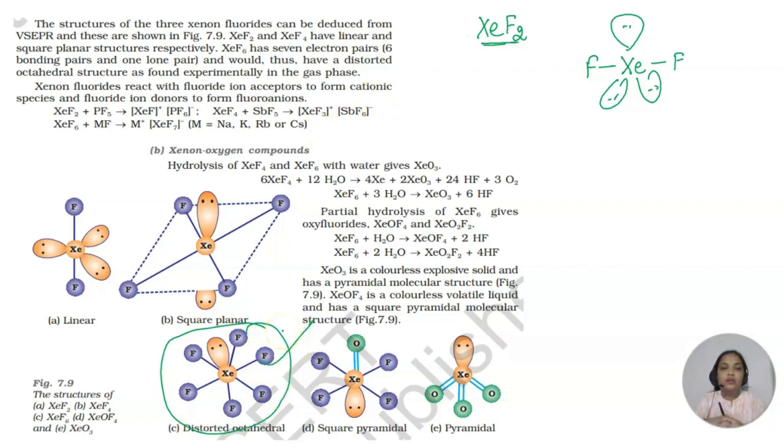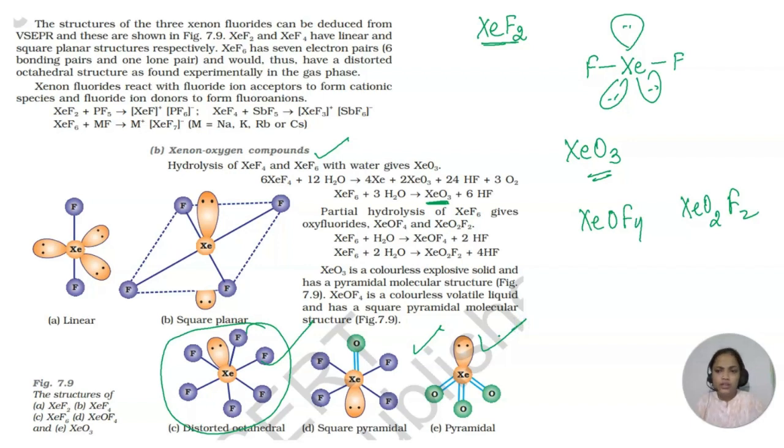Then we found some xenon oxygen compounds also, like hydrolysis of XeF4 and XeF6 gives XeO3. This compound was found out. Then partial hydrolysis of XeF6 gives oxyfluoride. So oxyfluorides are also there, XeOF4, XeO2F2, and these are the structures you can see. We will be studying only xenon compounds. In this case, you should know a little bit about their shape as well.